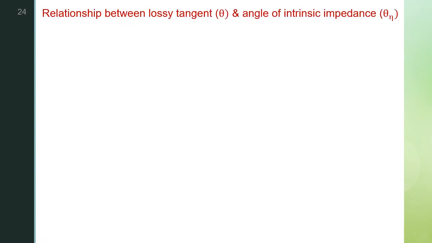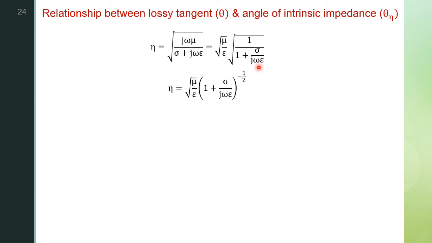Now we'll see what is the relation between the loss angle, which is theta, and the angle of intrinsic impedance, which is theta eta. We know that eta is root of j omega mu by sigma plus j omega epsilon. If you take mu from the numerator and epsilon from the denominator, this expression reduces to root of mu by epsilon, root of 1 plus sigma by j omega epsilon, that is, we are dividing numerator and denominator by j omega. Now, this can be written as root of mu by epsilon into 1 plus sigma by j omega epsilon raised to minus half, and it forms a Taylor series expansion.